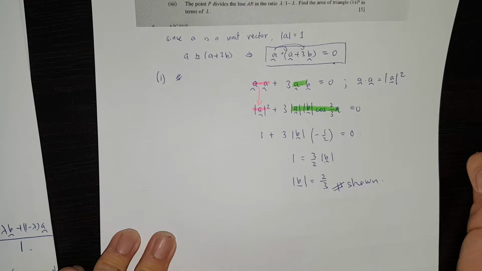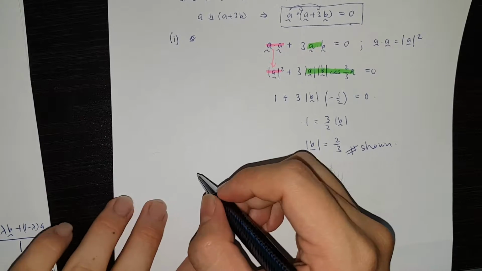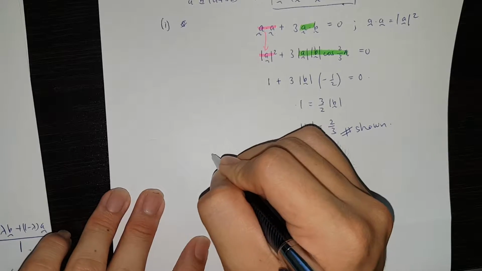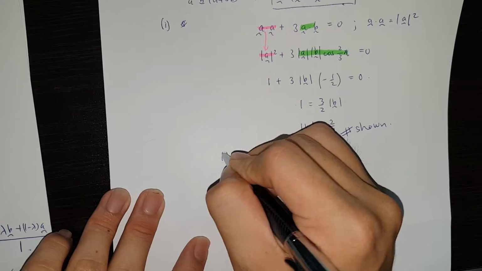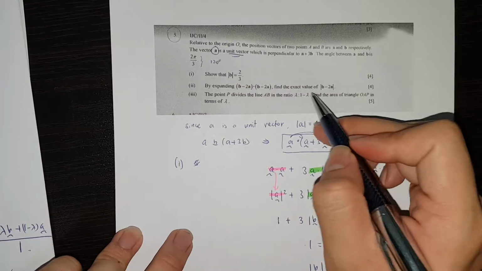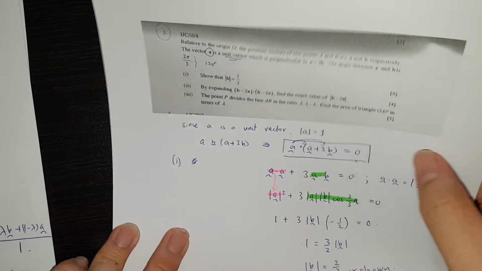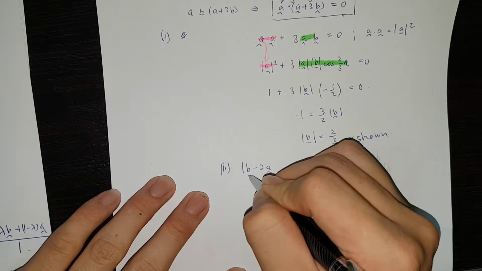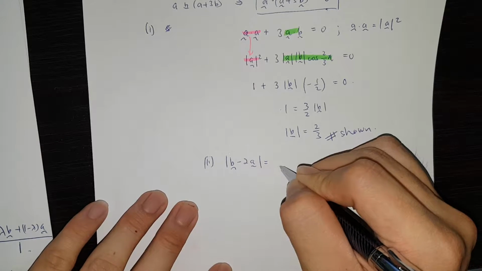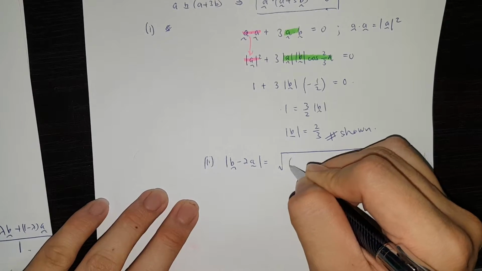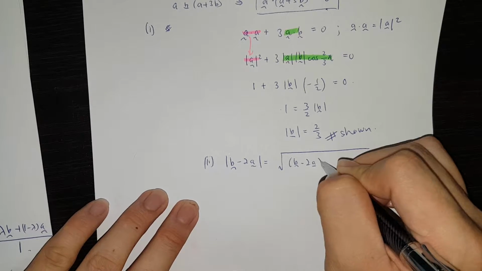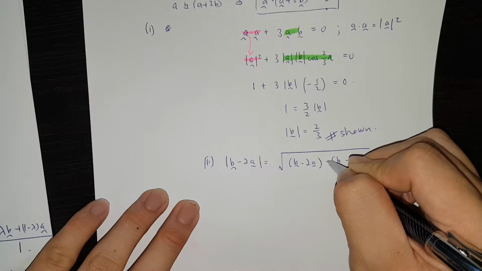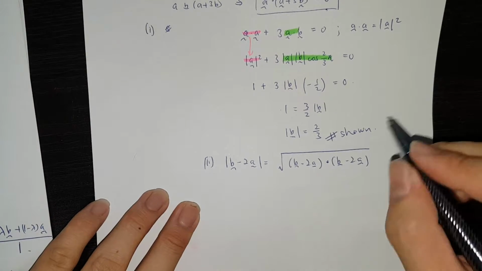Alright, now the second part. By expanding this expression, you're asked to find the exact value of mod (b minus 2a). So mod (b minus 2a) is given by the square root of (b minus 2a) dot (b minus 2a), right? This is another given formula.